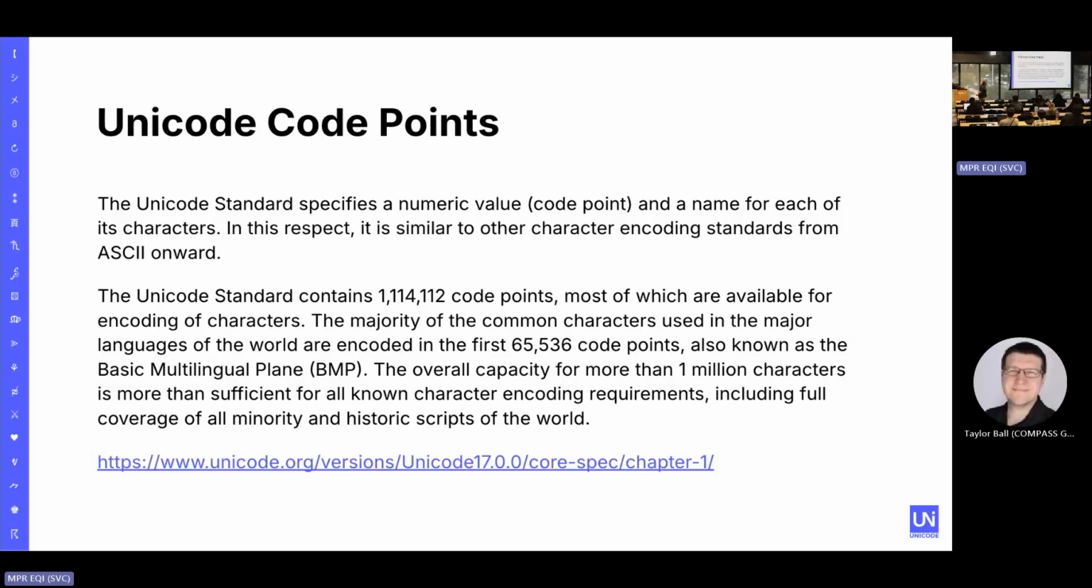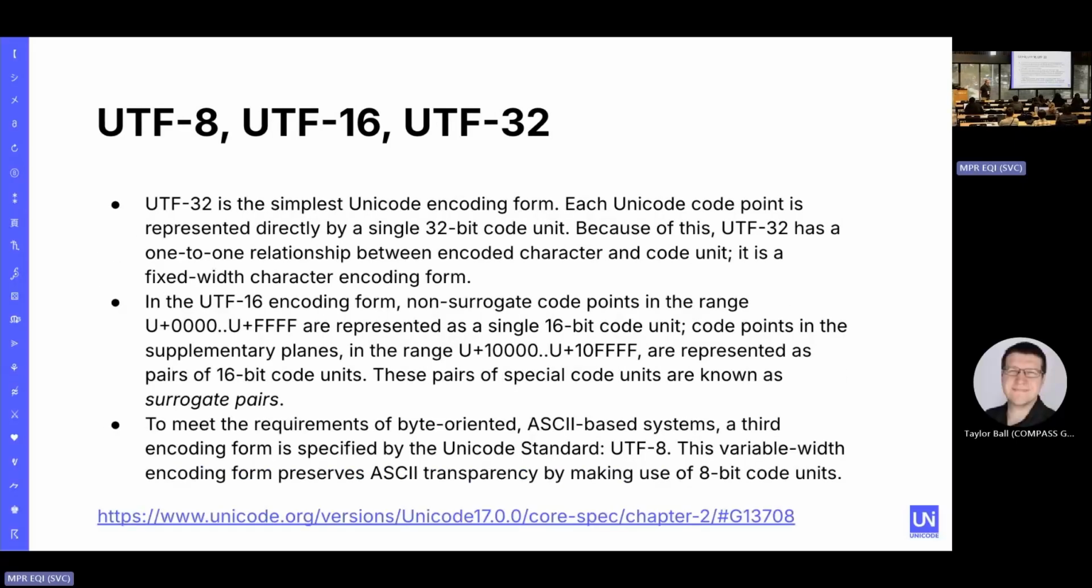It contains 1,114,112 code points, most of which are available for the encoding of characters. Most characters are encoded in the first 65,536 code points, also known as the basic multilingual plane. And with a capacity of over 1 million characters, it's more than enough to cover all characters ever created and ever will be created. So now you have this kind of registry of all the characters that exist.